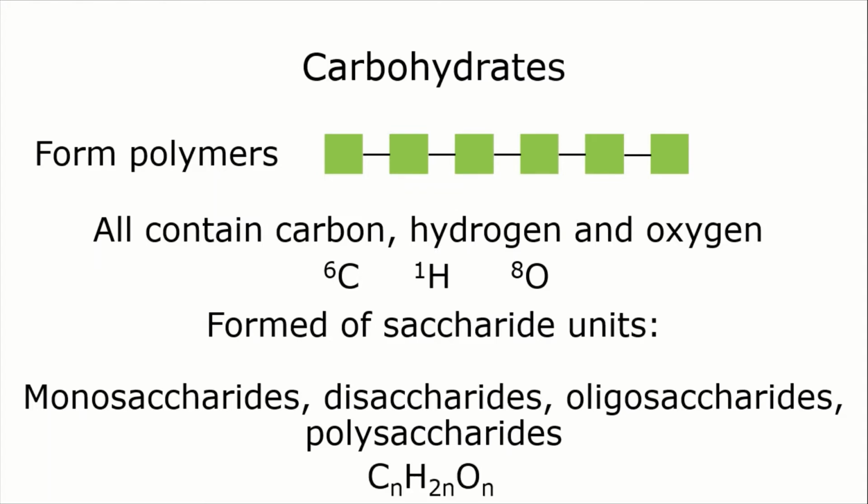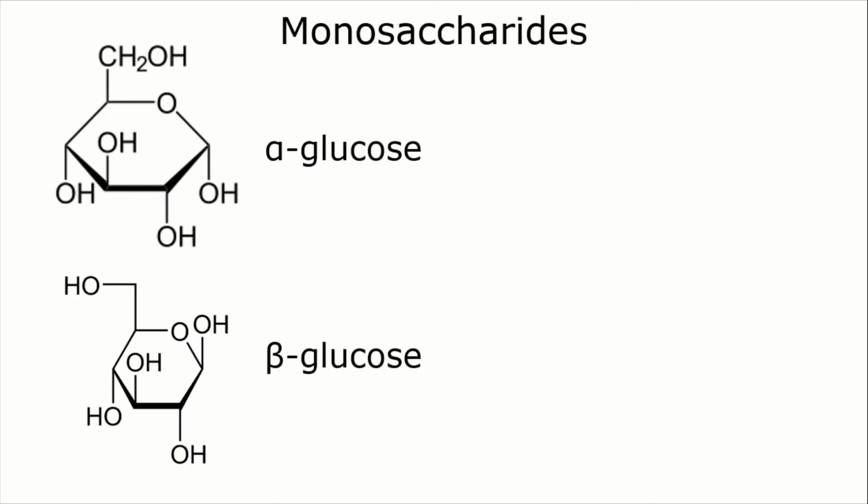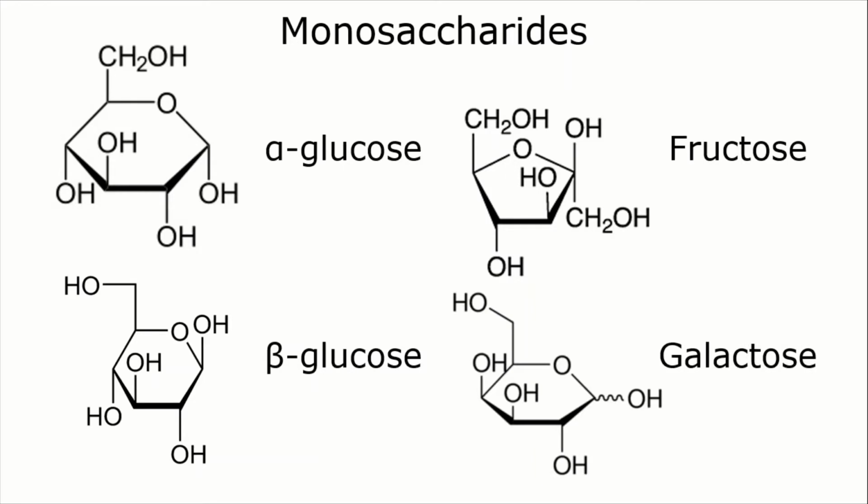And the common structure for carbohydrates is CnH2nOn, and n can be any number. So if we look at the carbohydrate triose, which contains 3 carbons, our formula would be C3H6O3. So let's take a look at monosaccharides. The monosaccharides that we need to cover in this course are alpha glucose, its isomer beta glucose, and what an isomer is, is the same atoms but arranged differently within the space, which we'll go into more in a minute. And we also need to know about fructose and galactose.